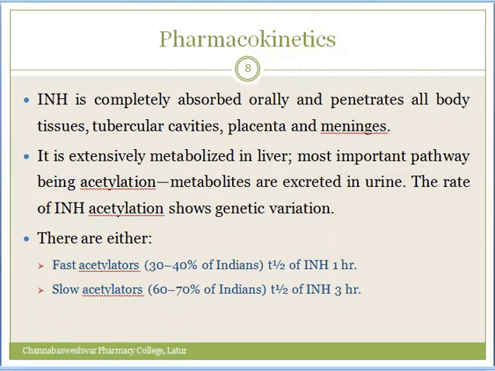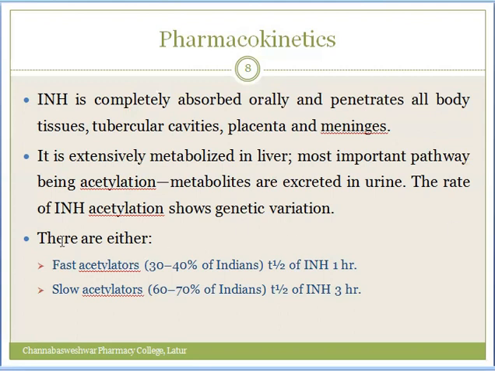Isoniazid is extensively metabolized in the liver, and the most important pathway in the metabolism is acetylation. The metabolites after acetylation are excreted through the urine, and the rate of INH acetylation depends upon genetic variations. So the rate of INH acetylation shows genetic variations, meaning some persons show a different rate, and some persons show a different rate.